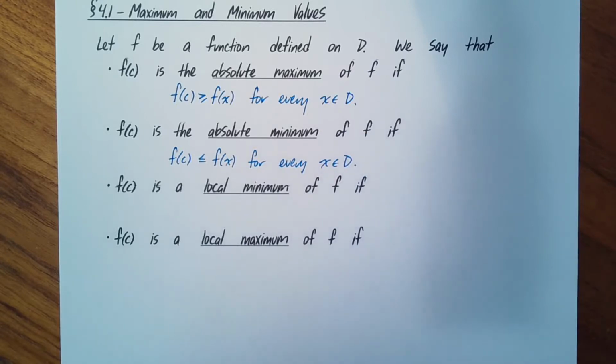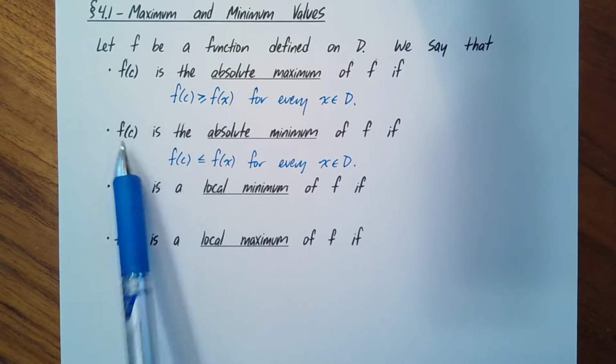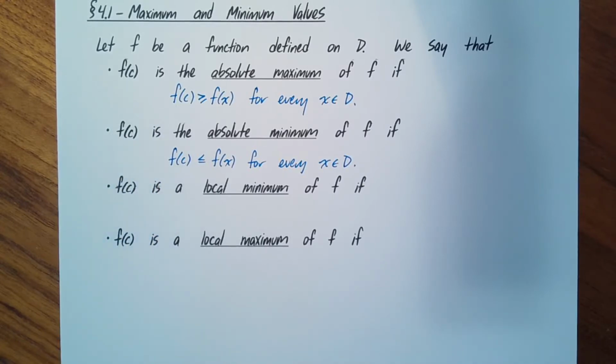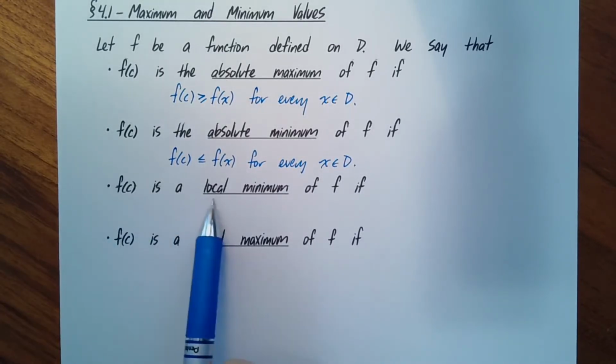Okay, so those are the definitions of the absolute maximum and the absolute minimum of a function f. And the way we define it is by just telling you under what circumstances something of this form is either the absolute maximum or the absolute minimum of f, and that's enough to define it. But there's also ideas of local maximums and local minimums. So let's start with a local minimum. What does it mean for f of c to be a local minimum?